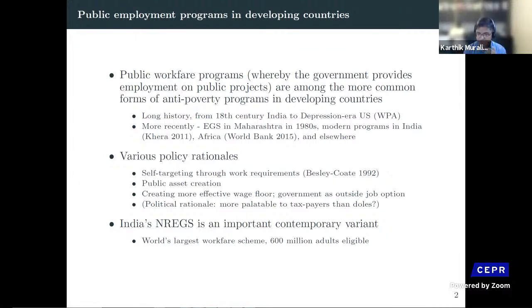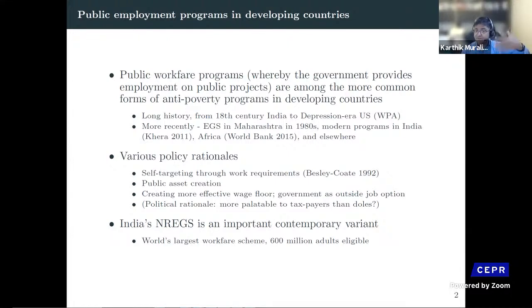And in the US, the Depression era Works Projects Administration; more recently, employment guarantee schemes starting in Maharashtra in the 80s, and modern programs in India. There are now programs in many parts of Africa. And in India, of course, the National Rural Employment Guarantee Scheme is the largest such program in the world, reaching over 600 million adults. So there are various policy rationales for programs like this.